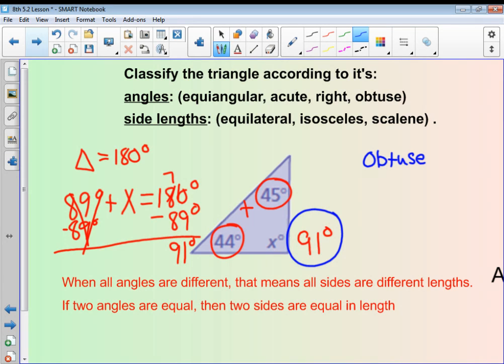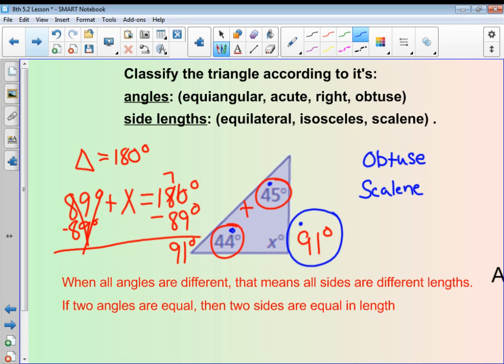According to its side lengths, as we discussed in the first part of this section in the activity, when we look at the angle measures, even if they don't give us markings on the sides, we can identify the type of triangle by its side lengths just by looking at the angle measures. When we look here, we notice that we do not have any angles that are the same, which means none of the sides have the same length. So the type of triangle that has no sides that are the same would be our scalene triangle.